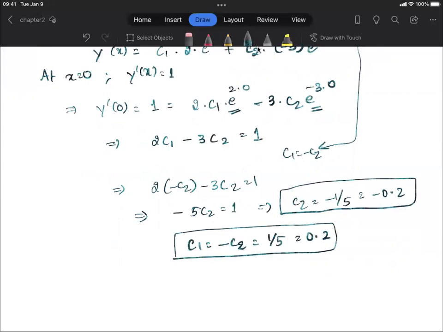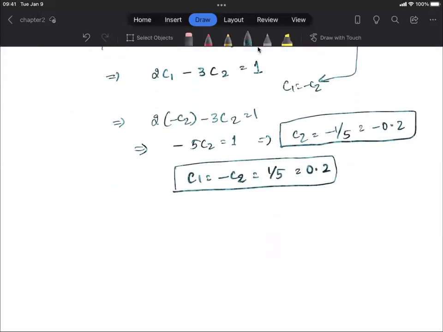So we have not only solved the equation, but we have also identified the arbitrary constants in the solution. So the general solution can now be written as 0.2 times e to the power 2x minus 0.2 times e to the power minus 3x. So this will be the general solution.